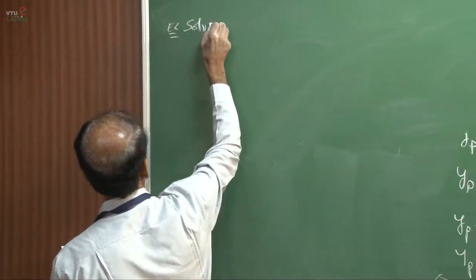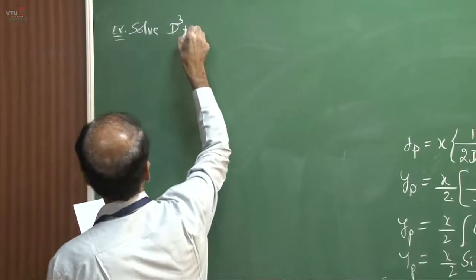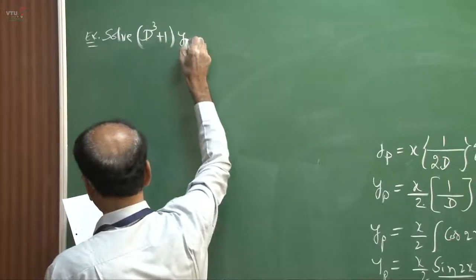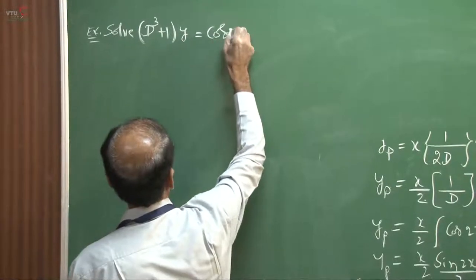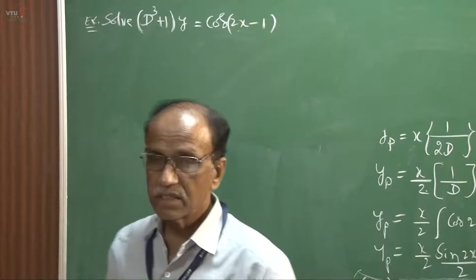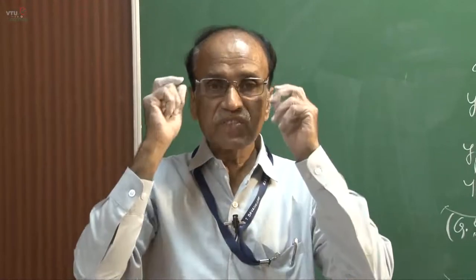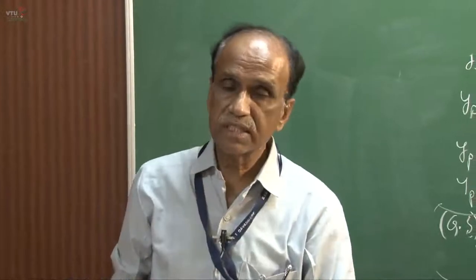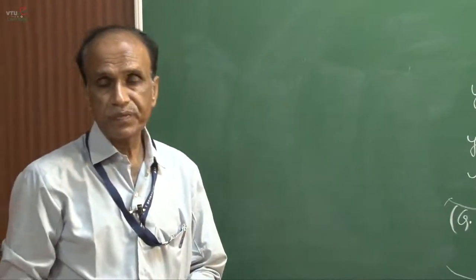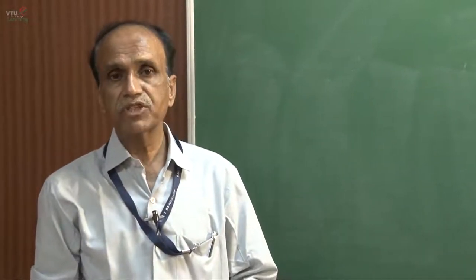Okay, the next one is like this. Solve D cube plus 1 operating on y is equal to cos of 2x minus 1. This is another interesting problem. Maybe some importance is there in this problem because it is a third order derivative. That means you will get a third degree equation for the auxiliary equation to find the roots.